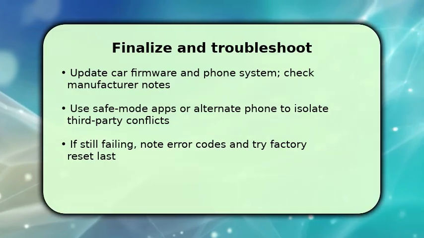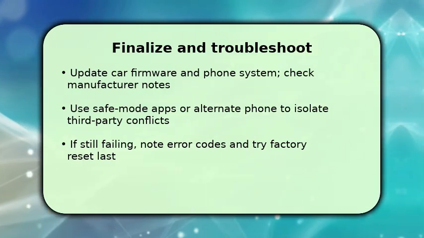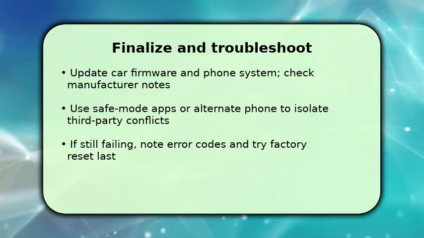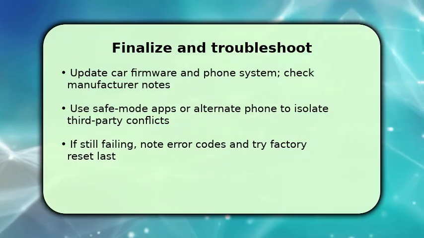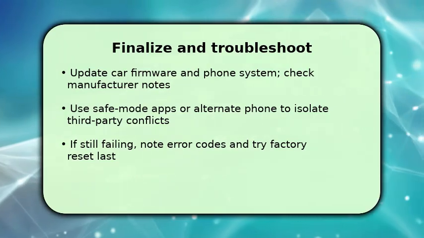Check and install any car head unit firmware updates and ensure the phone system updates are applied because compatibility fixes live there. If problems persist, boot the phone in safe mode or try a different phone to see if a third-party app conflicts with Android Auto.